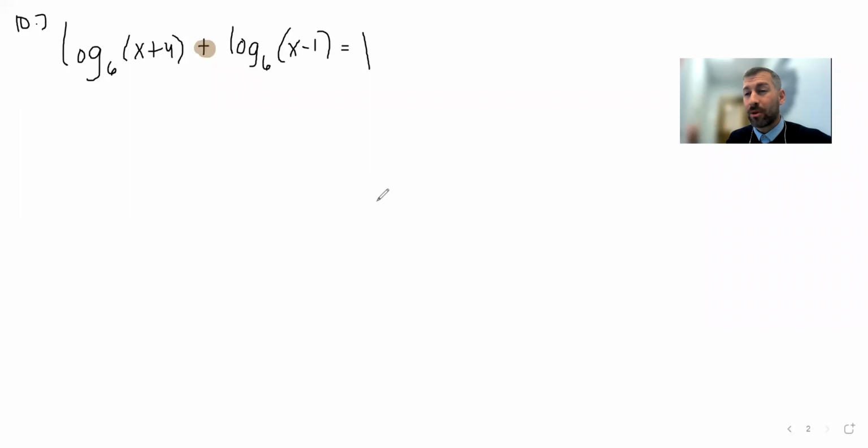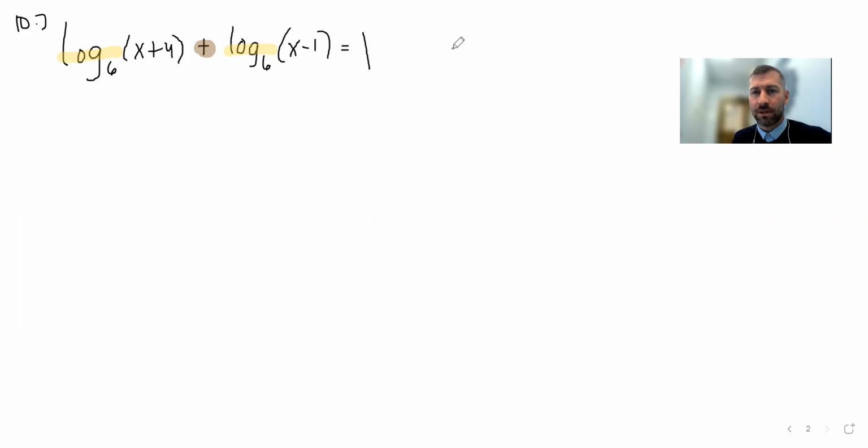If you're tuning into problem number 10, hopefully you also turned into problem number 9. You'll see some similarities here. First of all, you'll see that we've got two different logs and that these logs are on the same side, but the difference between 9 and 10 is that 10 doesn't have a log on the other side. It just has a regular number.